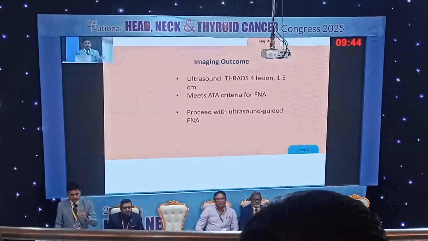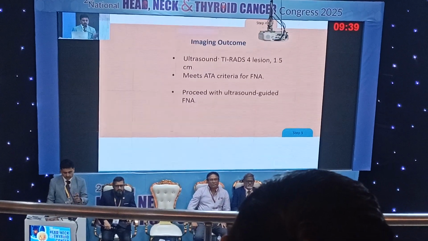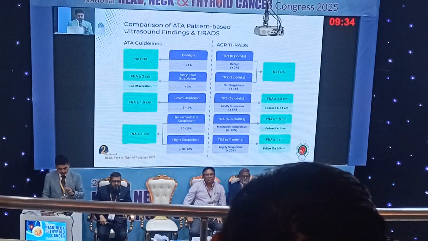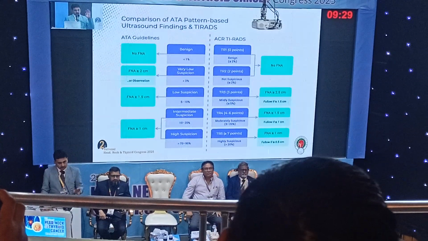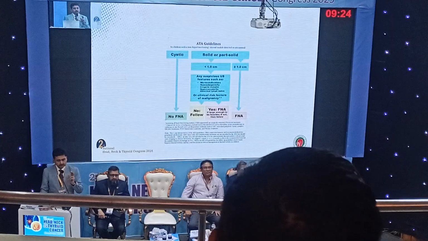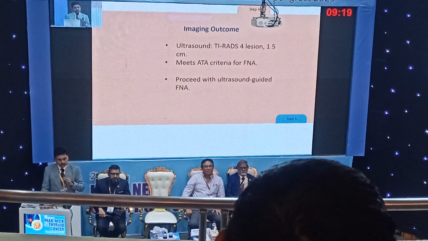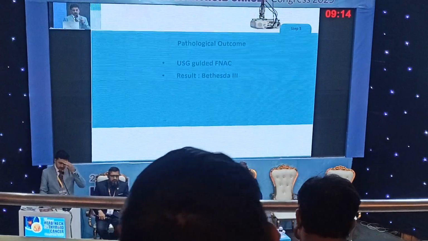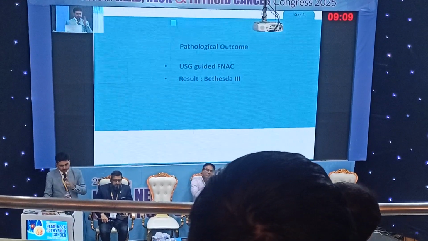So here again ATA defined which category of nodule should undergo FNAC. They have given certain criteria based on the TIRADS grading and the size of the nodule, correlating it with the history of the patient. So this is the defined criteria, and say our patient had a thyroid nodule of 1.5 centimeters with a TIRADS score, so it becomes an eligible candidate for the further step of evaluating its histology. So we did ultrasound guided FNAC, and the result comes as Bethesda 3 or Bethesda 4. Now what?